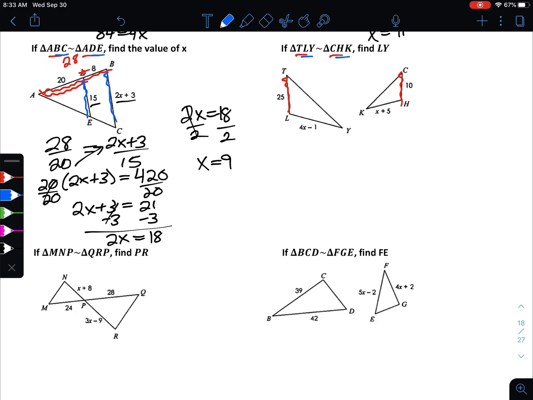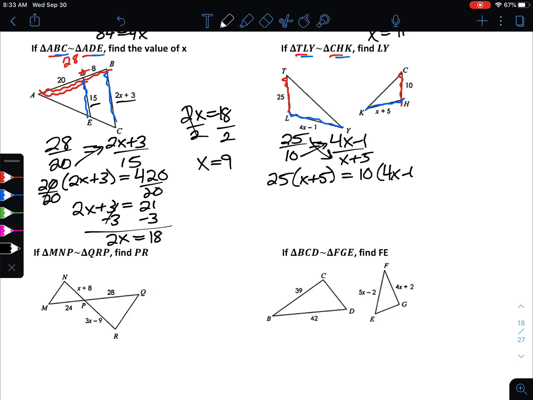Next, we have that LY matches with HK. So LY, HK, and I think we've got all the matches we need. So first off, we said that 25 and 10 went together. Next, we said that 4x minus 1 and x plus 5 went together. All right, so if we take 25 and multiply by x plus 5 in parentheses, should be equal to taking 10 multiplied by 4x minus 1 in parentheses.